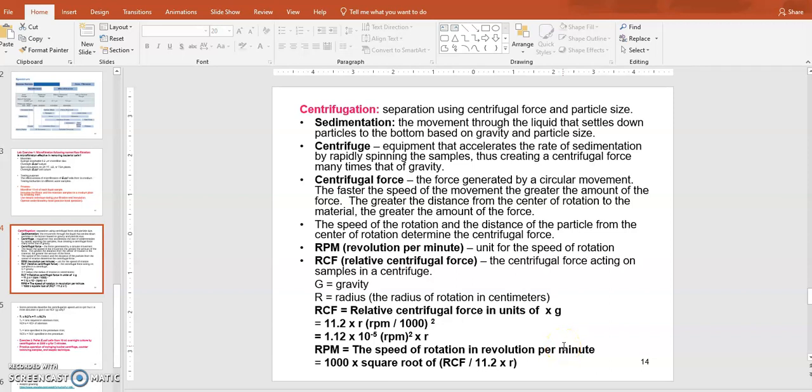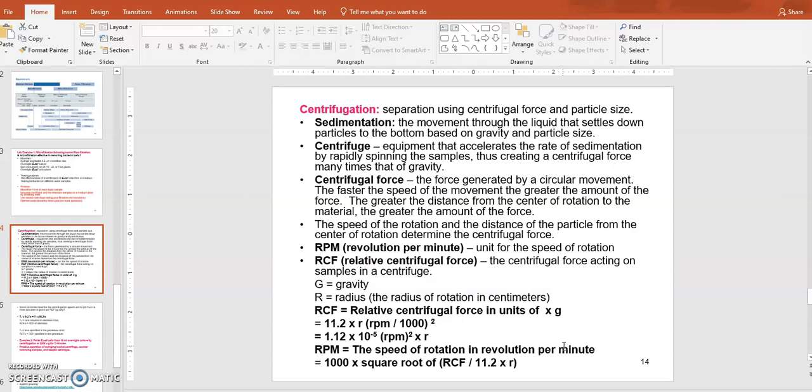So again, the centrifugal force that will be applied to your samples within a centrifuge is actually determining how samples will be separated out during your centrifugation, right? The bigger the force is, it'll separate out the molecules based on their sizes. Actually, it's a size-based separation.